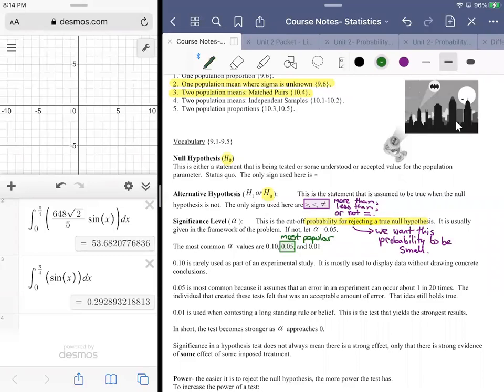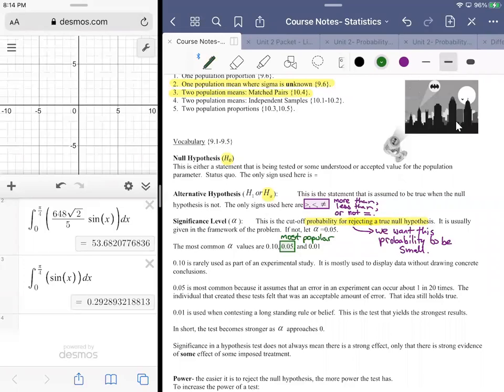I mean, it's a little bit more complicated than that. I'm just kind of tongue in cheek about it, but it's not too far off from that. It's based off of experience. It's saying that historically, about 1 in 20 times, an error in an experiment would occur. So they just kind of went with that.